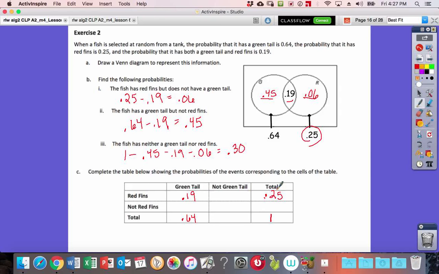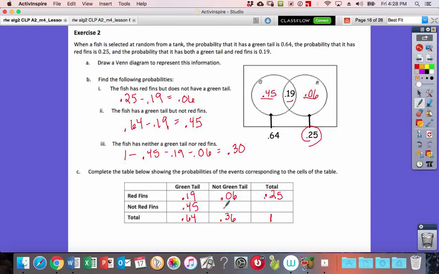Okay, let's see what else we can fill in. I think that's it for now. But now that we have this information, then I think we can fill everything in. We would do 0.64 minus 0.19, right? And get 0.45. Okay. Now, if this is 1, then I know this has got to be 0.36. And if this is 0.25 and that's 0.19, 0.25 minus 0.19 would make this one 0.06.